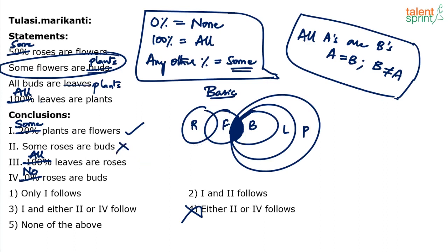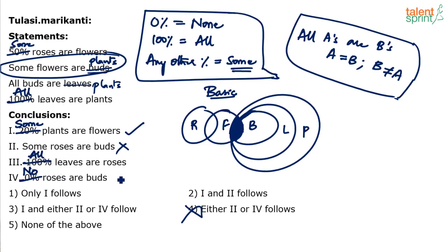Remember, a conclusion that does not satisfy the basic diagram is definitely wrong. So some roses are buds did not satisfy the basic diagram. Hence, it can be directly taken as wrong. So some roses are buds is wrong.